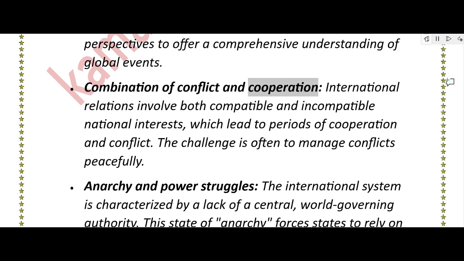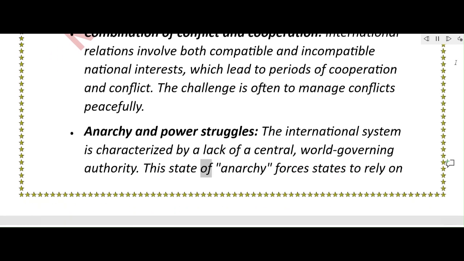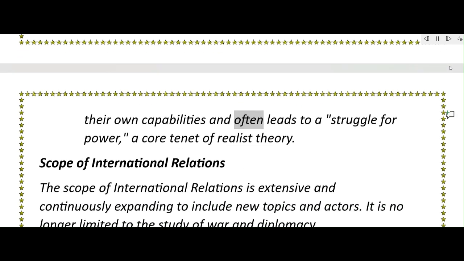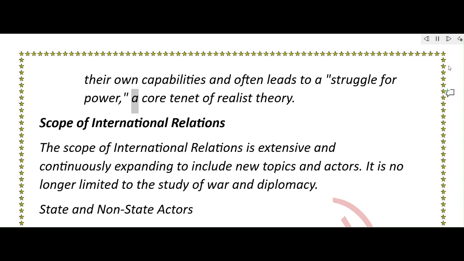Combination of conflict and cooperation. International relations involve both compatible and incompatible national interests, which lead to periods of cooperation and conflict. The challenge is often to manage conflicts peacefully. Anarchy and power struggles. The international system is characterized by a lack of a central, world governing authority. This state of anarchy forces states to rely on their own capabilities and often leads to a struggle for power, a core tenet of realist theory.